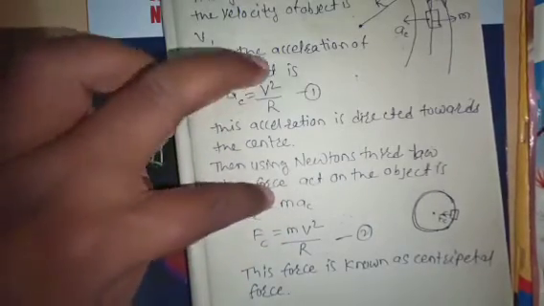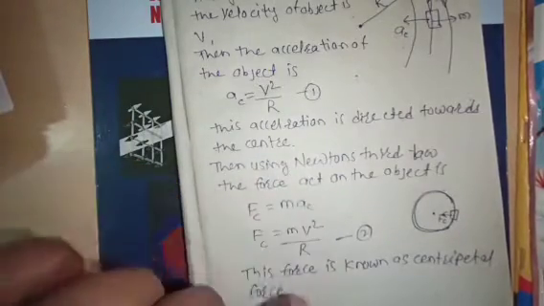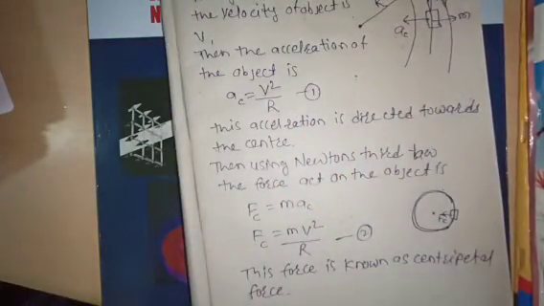Using equation 1, the acceleration is v square by r. Therefore, force is m v square by r, and the direction of force is towards the center. Therefore, this force is known as a centripetal force.